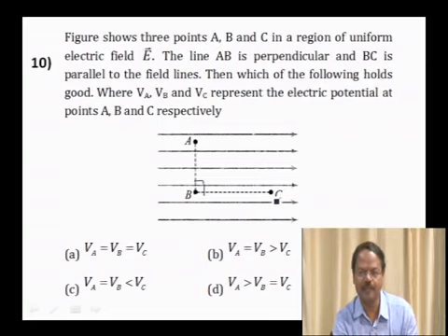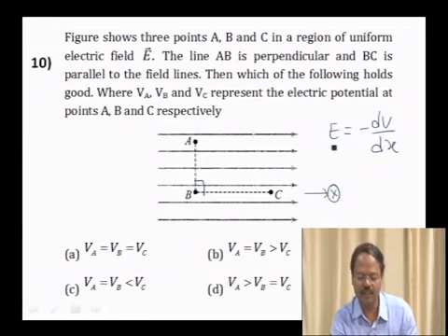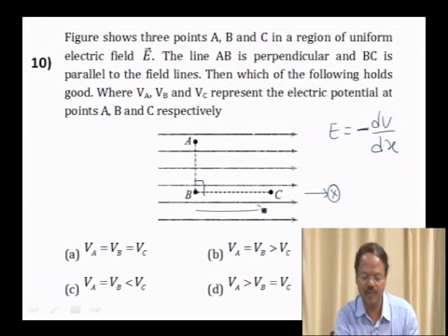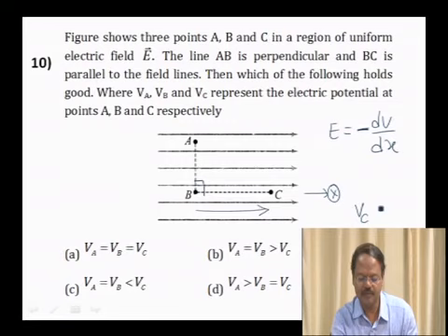So now if you consider E equals minus dV by dx, and if you take this as the x direction, I have already explained, if you go in the direction of electric field, the potential decreases, that is the meaning of this minus, and these are electric field lines, and therefore if you go in this direction, potential should decrease, and therefore VC should be less than VB, because potential should decrease.